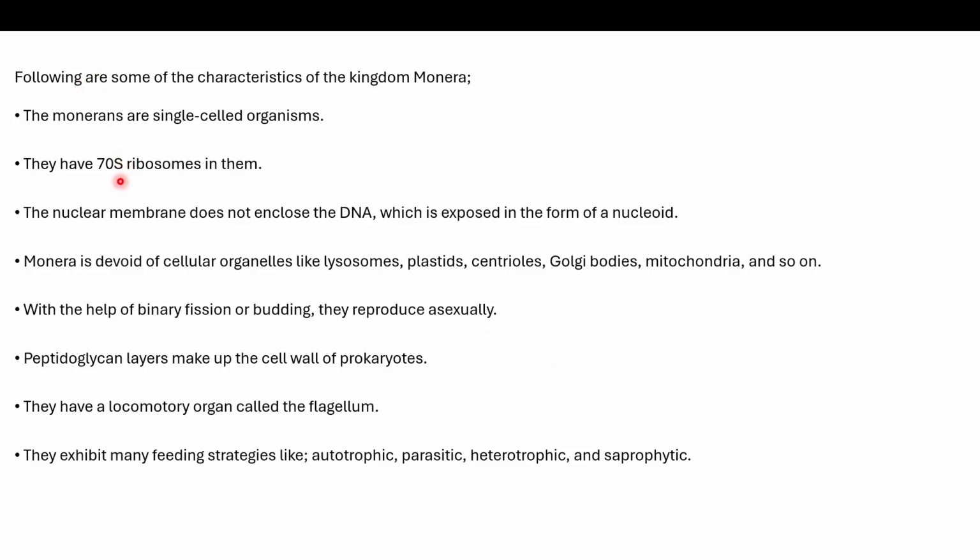The term S refers to the Svedberg constant. Now, in general, when we talk about prokaryotic ribosomes and eukaryotic ribosomes, prokaryotic ribosomes are 70S and are made up of two subunits, one smaller subunit and one larger subunit. The smaller subunit is called the 30S ribosome, and the larger subunit is called the 50S ribosome.